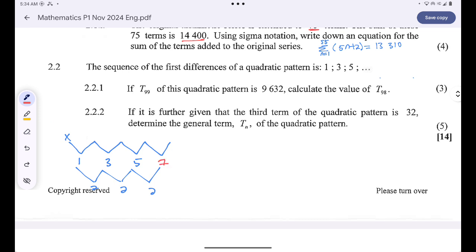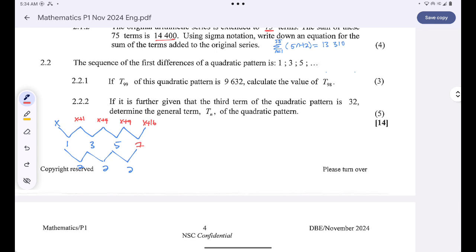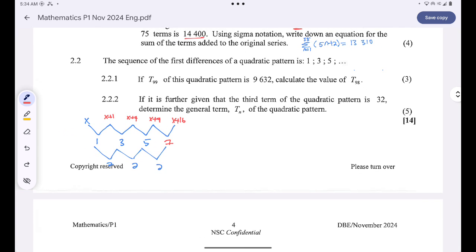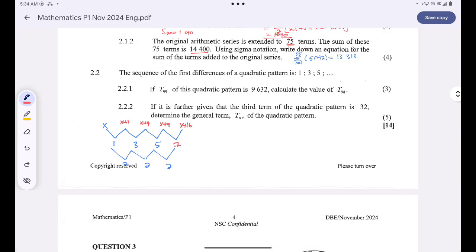So how can I find the next terms of my quadratic sequence? I'll simply say first term plus the difference, that's just x plus 1. And then over here I'll have x plus 4, and then x plus 9, and then x plus 16. So I'm assuming that these will give me all the terms of my quadratic number pattern. So now let's answer the first question.